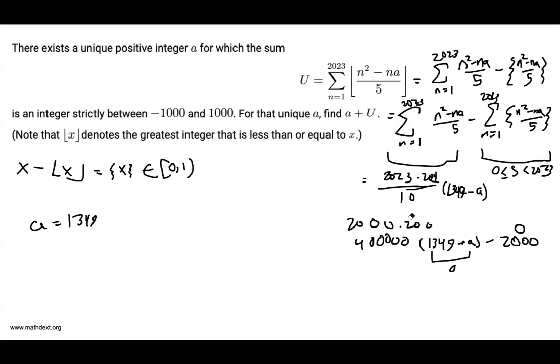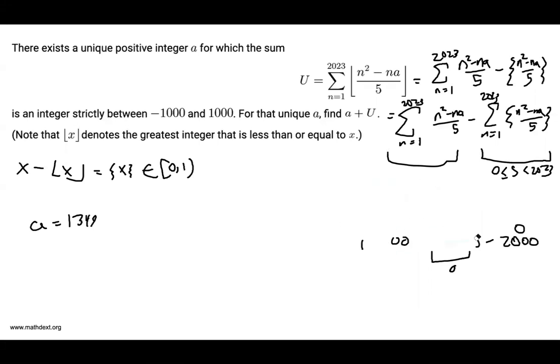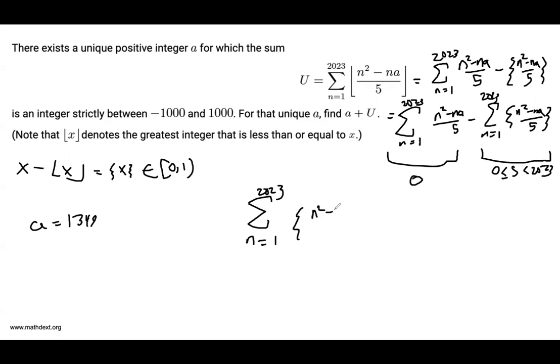Then all that's really left to do is to see what u is, because remember we want u. So we know this is 0 and this is something between 0 and 2023. So we have to find this sum in order to find what u is. To do that, we look at the sum from n equals 1 to 2023 of the fractional part of (n squared minus 1,349n) over 5.